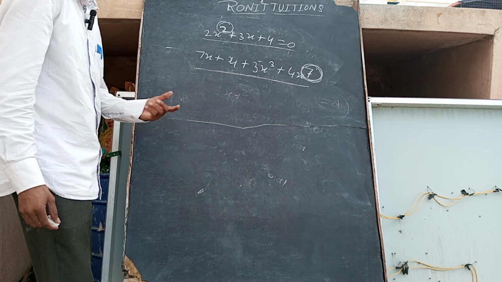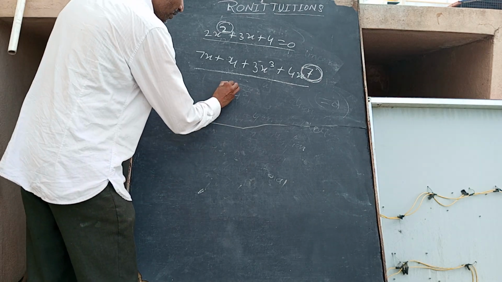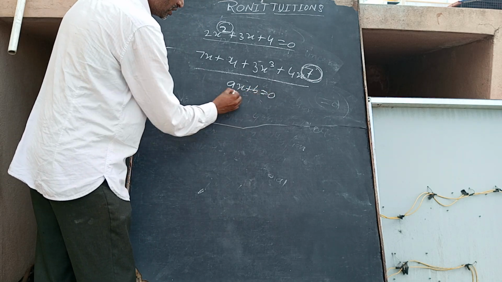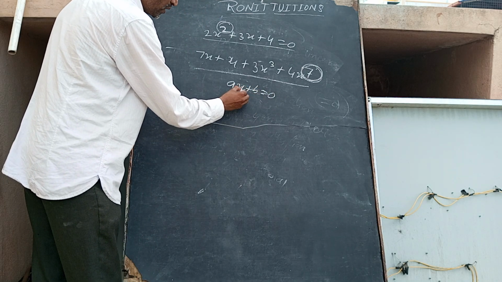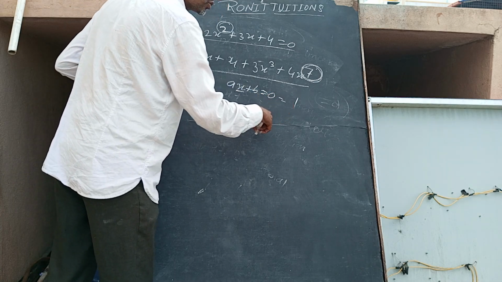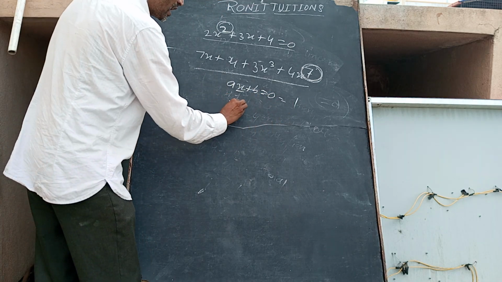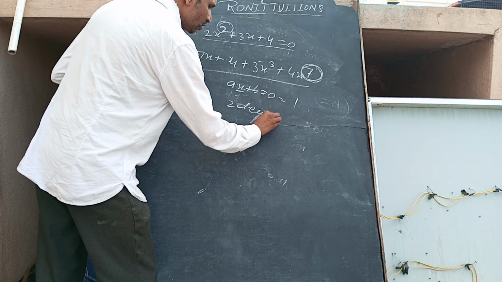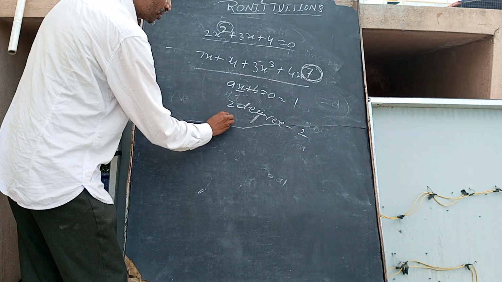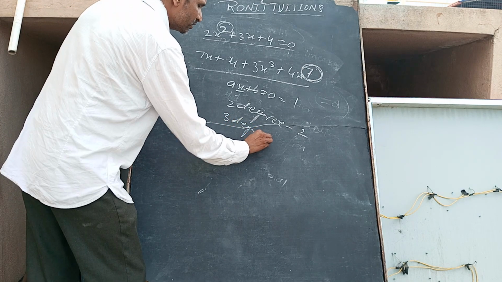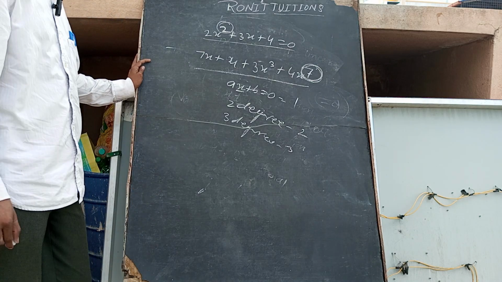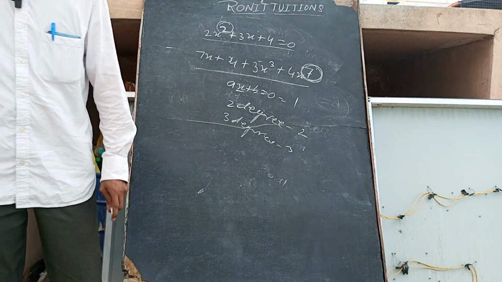So for a linear equation, how many solutions will come? 1 solution, because it is the standard form ax plus b is equal to 0, and the variable has only 1 degree. So the solution is also 1. For 2 degree, there will be 2 solutions. For 3 degree, there will be 3 solutions. So for 7 degree, there will be 7 solutions. I hope you understand.